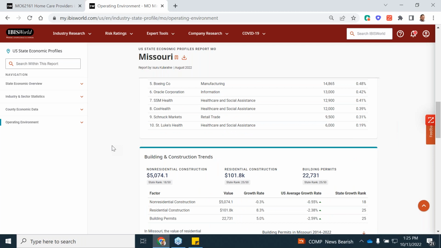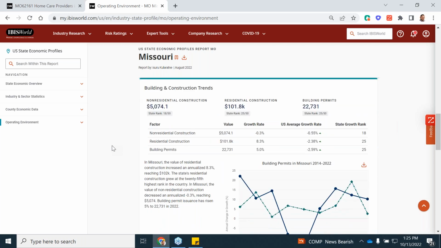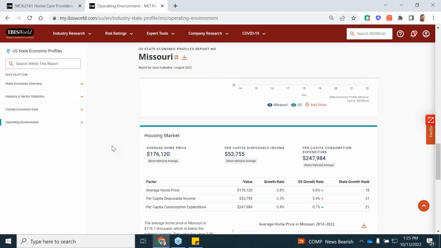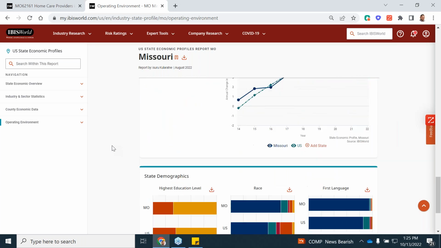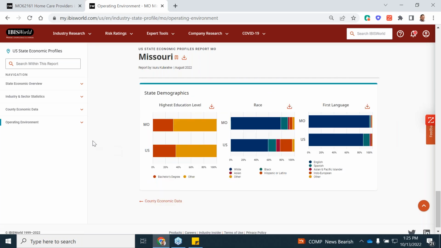And then as we continue here, some of the building and construction trends, thinking of some of our CRE and owner-occupied information that IBISWorld helps significantly with, and moving down to the housing market and some state demographics.